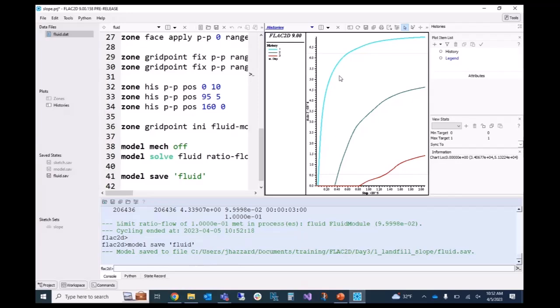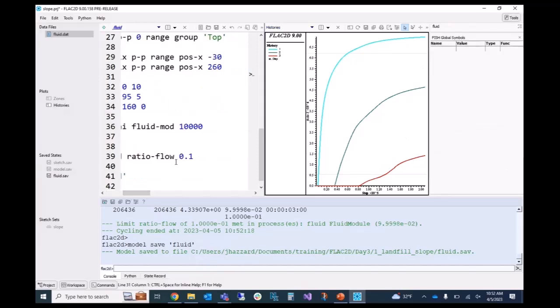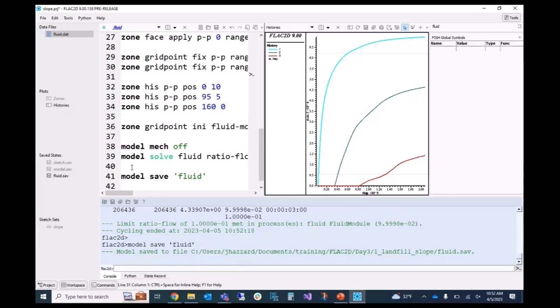Okay, mine's done. Took 3 minutes. So you can see how these are leveling off. If you wanted to be more accurate than this, you could give a smaller number here for this ratio flow, or you could just execute more steps by hand. Just say model cycle, another 50,000 or something. We're going to assume this is good enough.